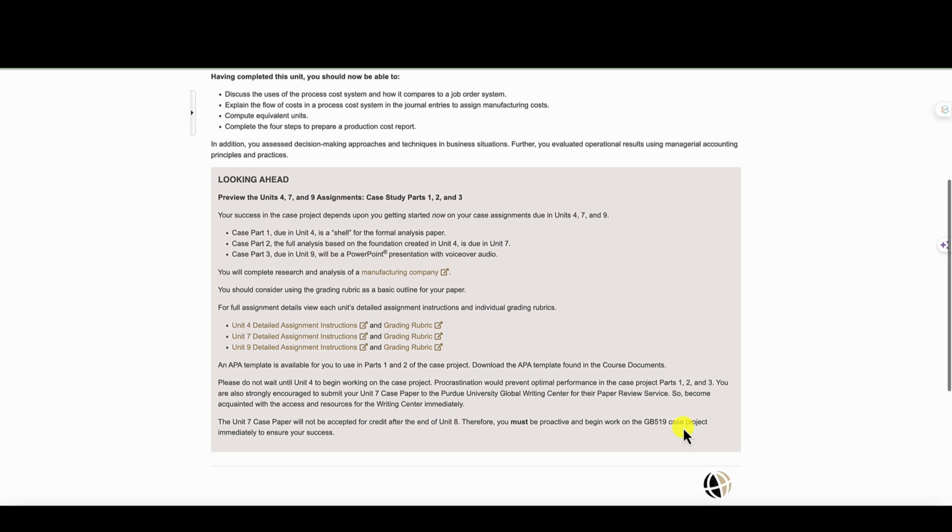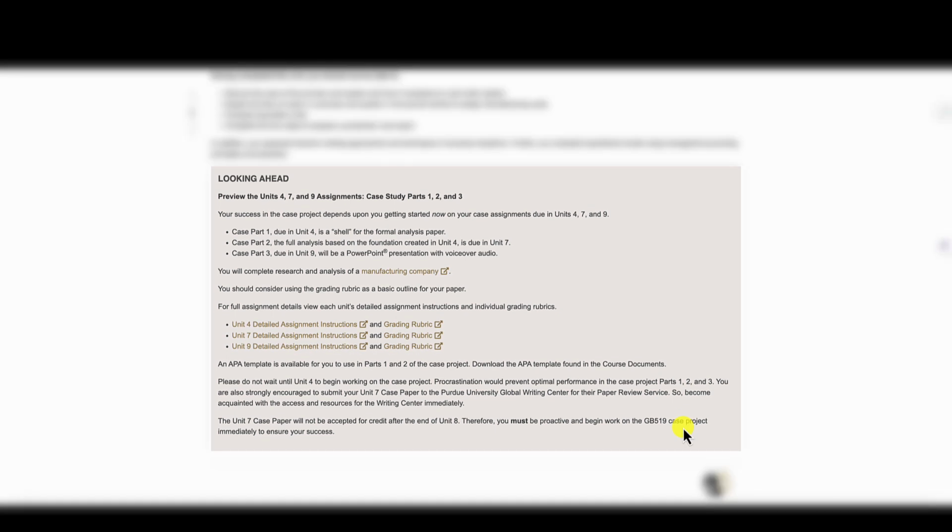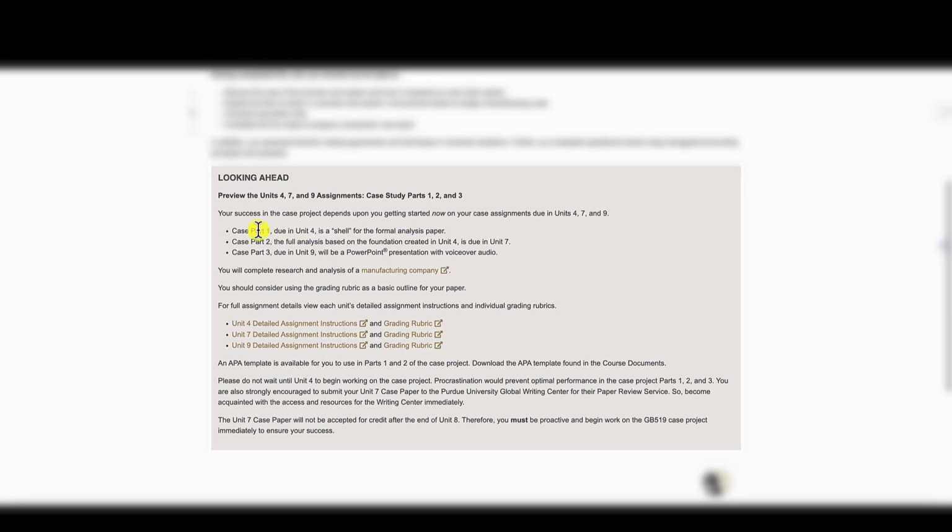Now, if we look ahead, again, don't forget that the first part of our case is due in Unit 4, and that is pretty much your outline or your shell for your formal analysis paper. Then we have the case Part 2, which is the actual paper itself. And then we have case Part 3, which is the PowerPoint presentation with the voiceover. You will be selecting a manufacturing company from this list. Additionally, you will see all of the assignment instructions here and the grading rubric as well.